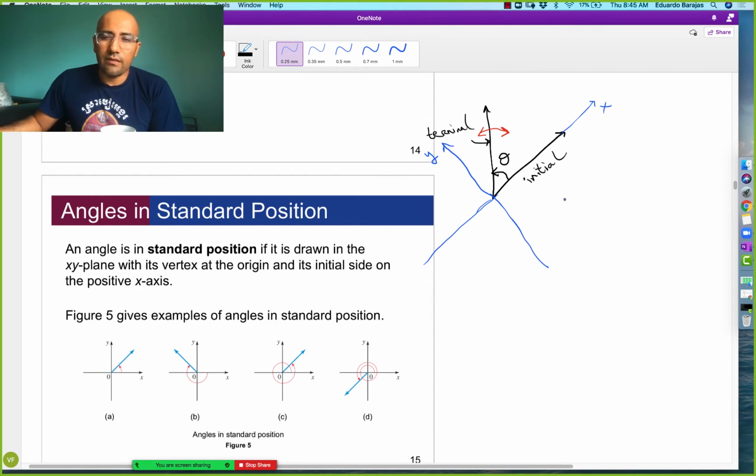So you can either think of moving the angle into a position where the initial side is on the x-axis and the crosshair point is on the origin of the rectangular coordinate system. The vertex of the angle is on the origin. When it's in this position on our rectangular grid, we call that standard position for our angles. An angle is in standard position if it is drawn in an xy plane with its vertex at the origin and initial side on the positive x-axis.